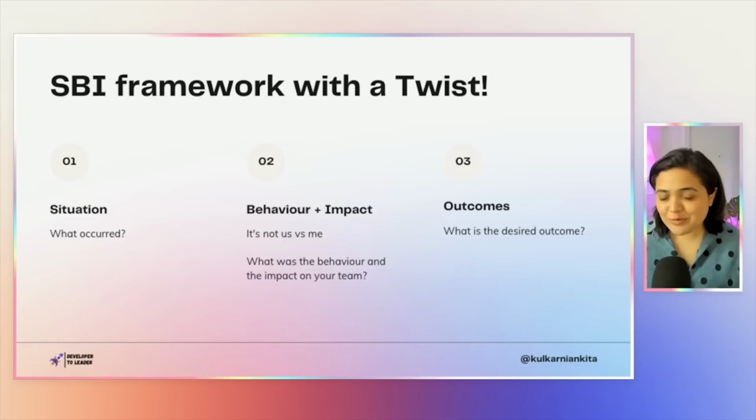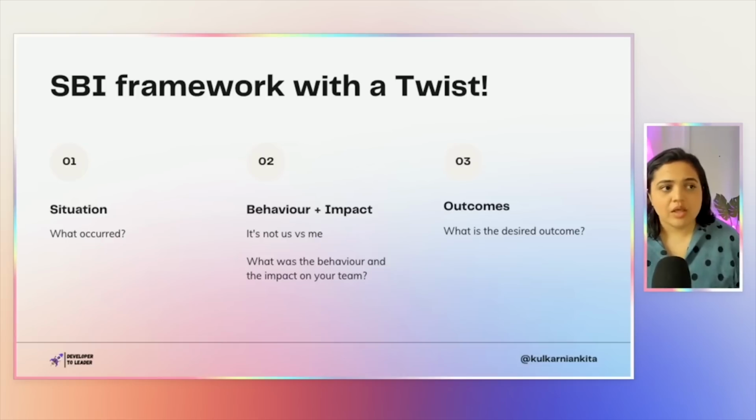But I like to add a twist and say, let's also focus on the outcome, because that helps you with feedback in general. What is the outcome you would like from that conversation when you're giving feedback? Is the outcome that you would want their behavior to change? You don't want them to interrupt others in the meeting? Then let them know that.